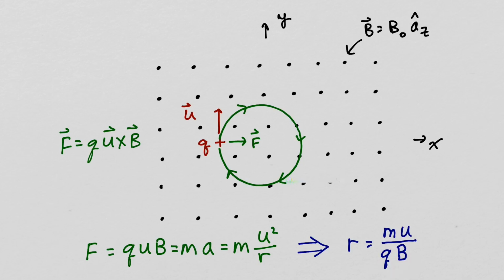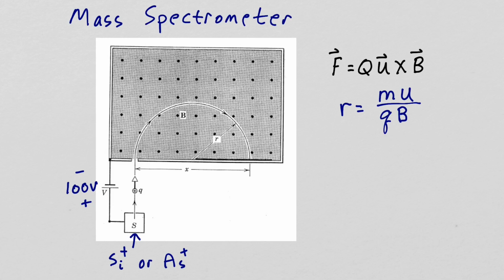This observation of our charged particle moving in a circle is an experimental verification of this fundamental equation. This is also the basis for mass spectrometry. Let's say we want to identify whether we have silicon or arsenic. So if we could produce ions of the silicon and arsenic, what we would then do is apply a voltage and accelerate those ions by the electric field between our source and a metal plate here.